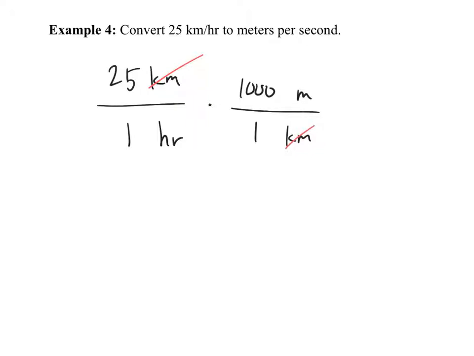Now, what would I do for a conversion factor for this part? What are you thinking, Mauro? 1 hour over 60 minutes. 1 hour over 60 minutes, that works, because we want to get rid of hour. And since hour is in the bottom, it'll cancel with the top. And 1 hour is indeed 60 minutes.